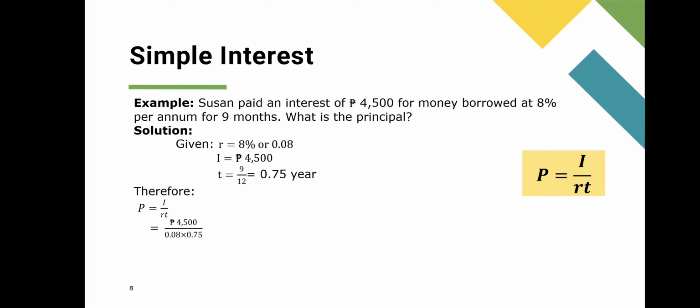So 4,500 divided by 0.08 times 0.75. Again, multiply first 0.08 by 0.75 before you divide 4,500 by the product of 0.08 and 0.75. So here we get 75,000 pesos. So therefore, we can say that the principal amount is 75,000 pesos.